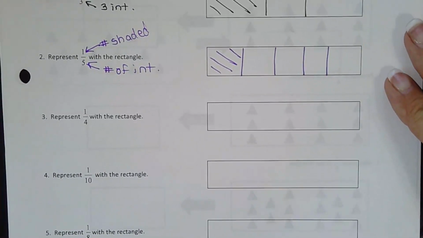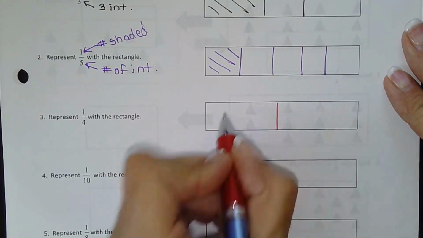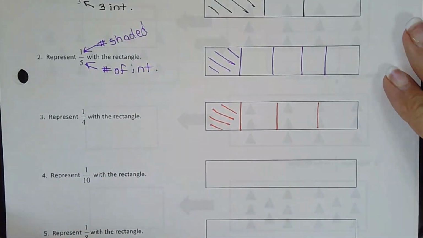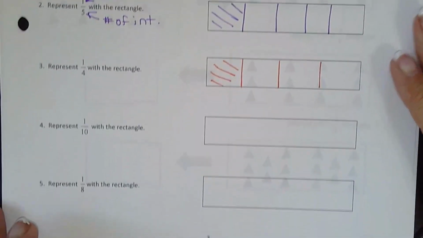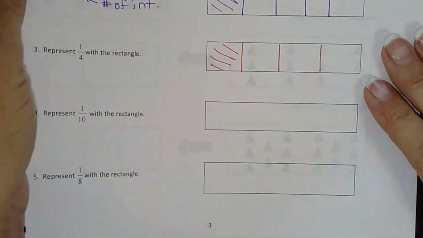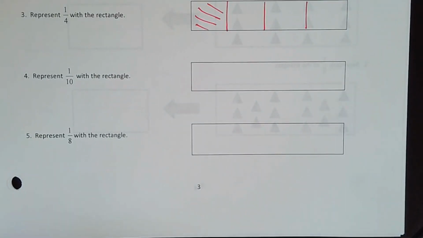Okay, 1/4. We have cut it in half, cut each half in half, and we shade 1 out of 4. And this one, since we don't have to label all of them, this one will be okay to do. Actually, why don't you guys do the last 2? There we are. So you have 1/10 and 1/8.